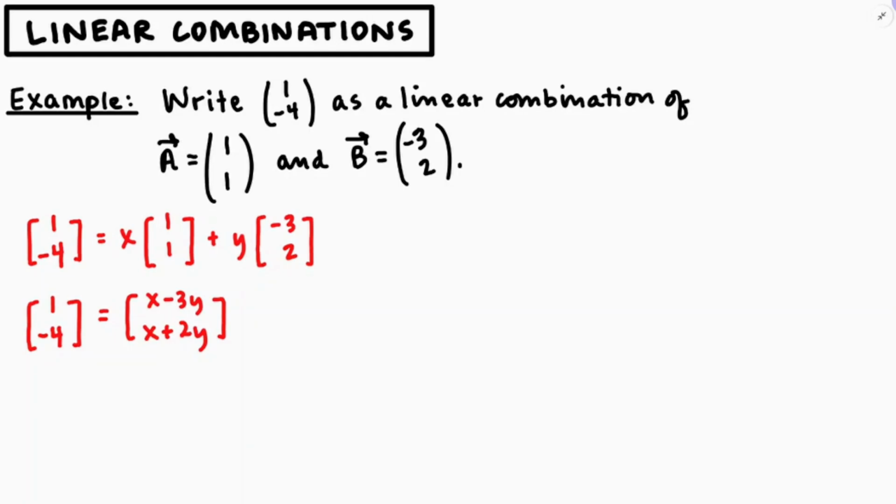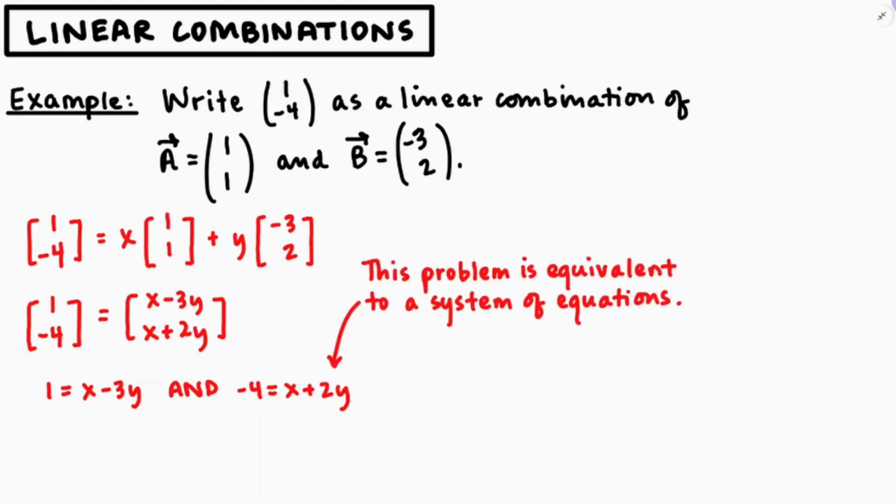And then if I look at this, what this is telling me is that I need x minus 3y to equal 1, and I also need x plus 2y to equal -4. If you look at this, this is a system of linear equations, and we have quite a bit of experience with this already. Since this problem is equivalent to a system of linear equations, we're going to solve it the same way we would solve a linear system of equations, which is to say, with row reduction.